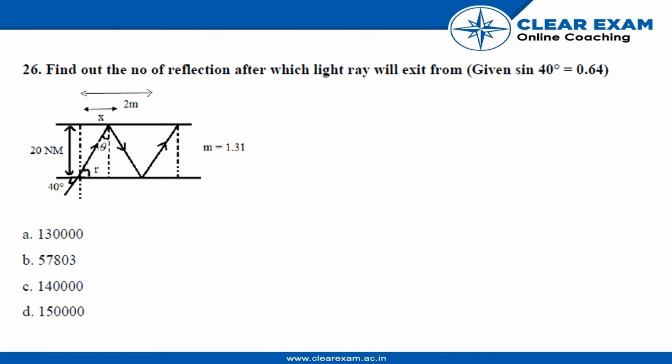Find out the number of reflections after which the light ray will exit from this given figure, and we are given the value of sine 40 degrees, which is equal to 0.64. So let's see in this figure, the angle at which it is entering is 40 degrees, and it is forming this path, and all the other values are also given. So now let's see the solution, how we solve this question.